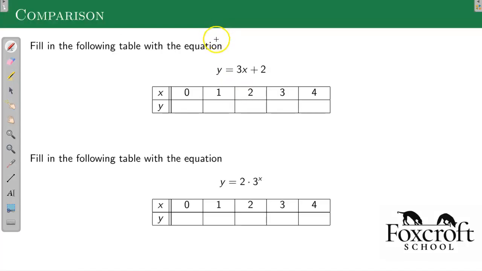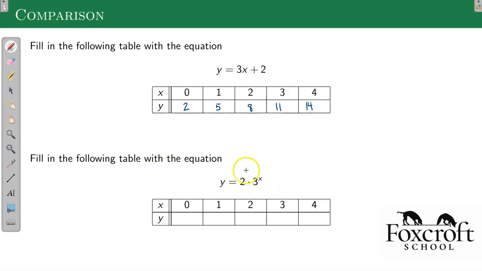But what exactly is happening? So let's plug in some values. If I plug in 0 into this expression, I get 3 times 0 plus 2. That's 2. If I plug in 1, I get 3 plus 2. That's 5. Plug in 2, 6 plus 2 is 8. 3, 9 plus 2 is 11. 4, 12 plus 2 is 14. So we'll come back and look at these values in a second.